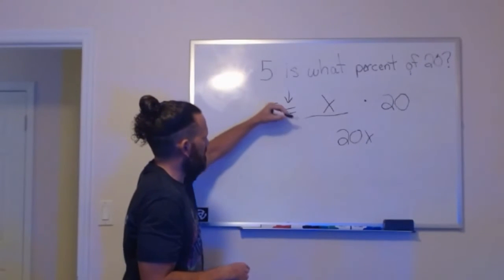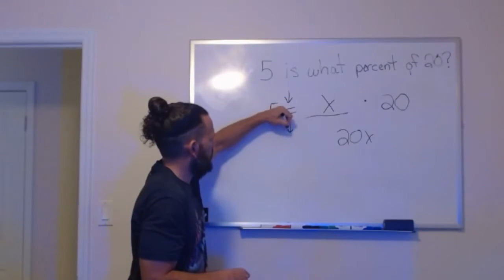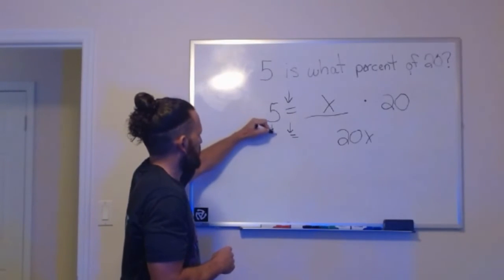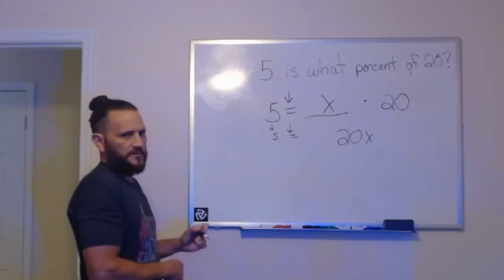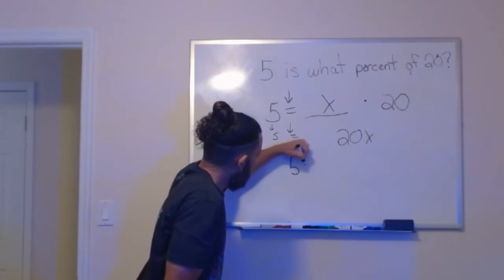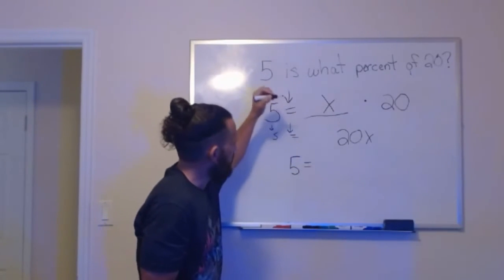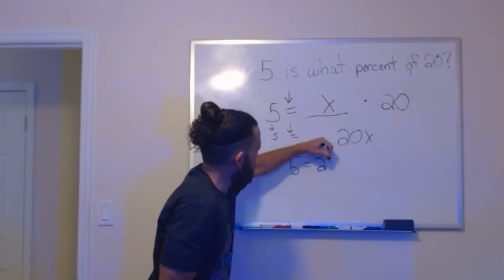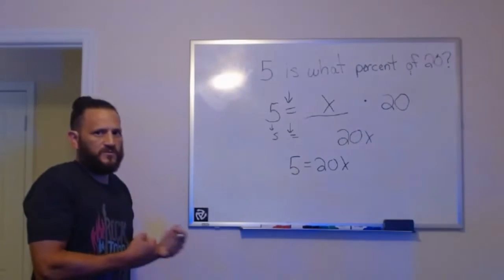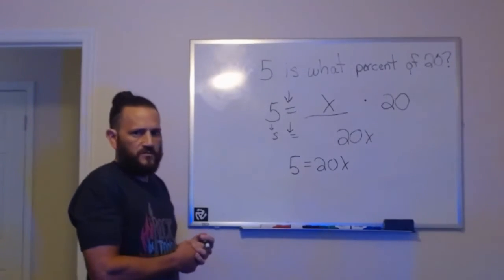Let's bring down our equal sign. And let's bring down the 5. So let me write this a little bit more clear. 5 equals 20 times x. Okay? So let's continue on.